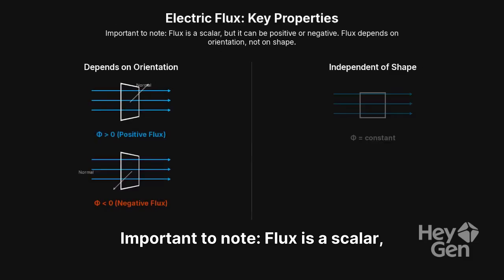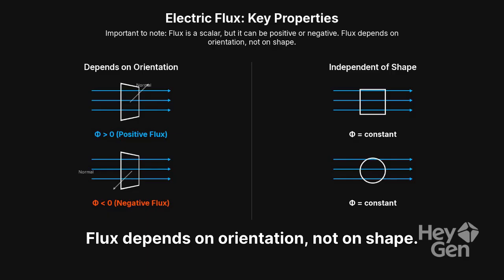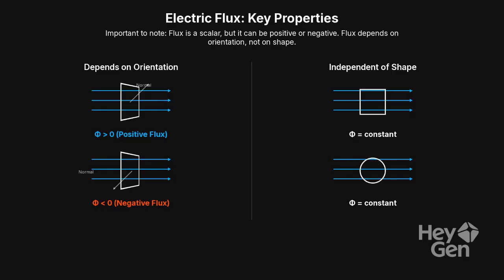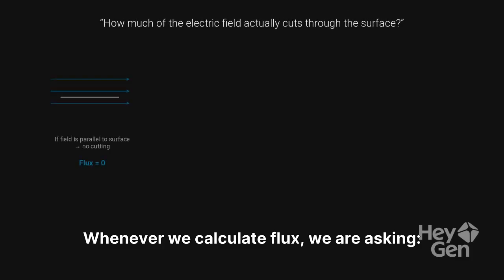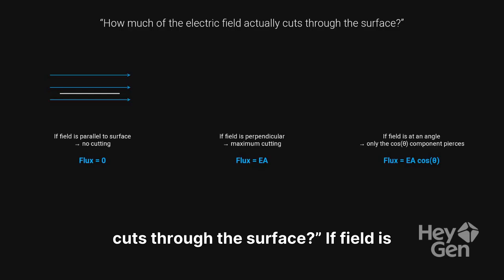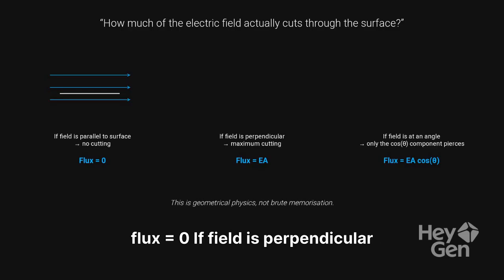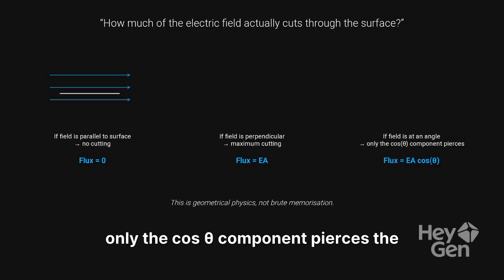Important to note, flux is a scalar, but it can be positive or negative. Flux depends on orientation, not on shape. Whenever we calculate flux, we are asking, how much of the electric field actually cuts through the surface? If the field is parallel to the surface, no cutting, flux equals 0. If the field is perpendicular, maximum cutting, flux equals EA. If the field is at an angle, only the cos θ component pierces the surface.